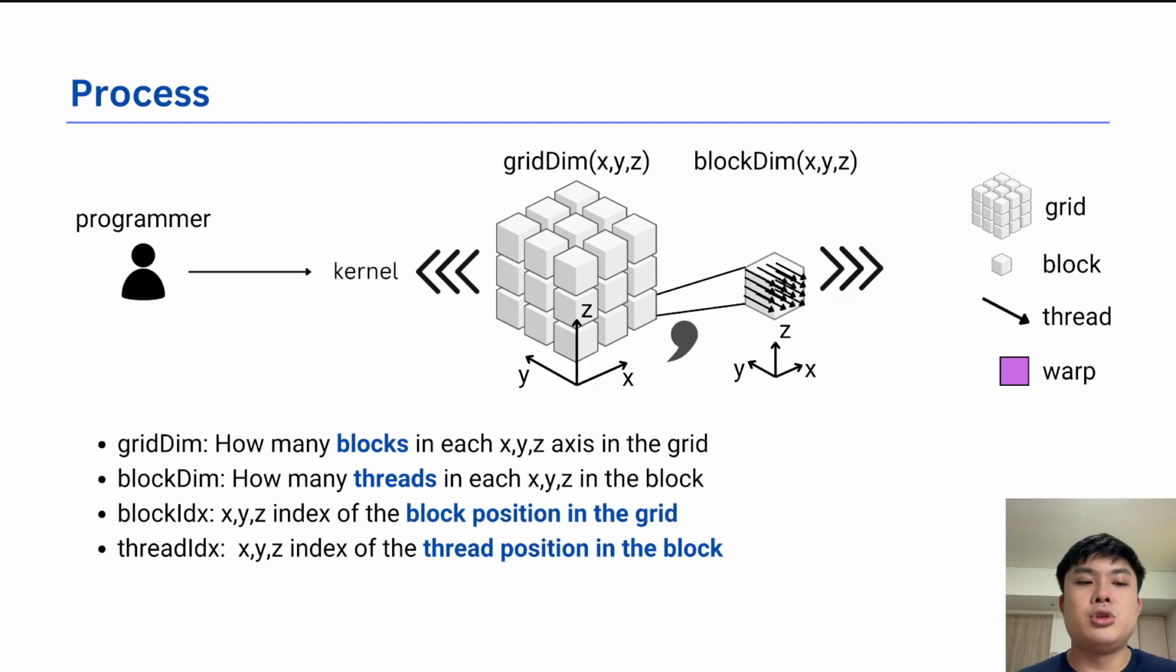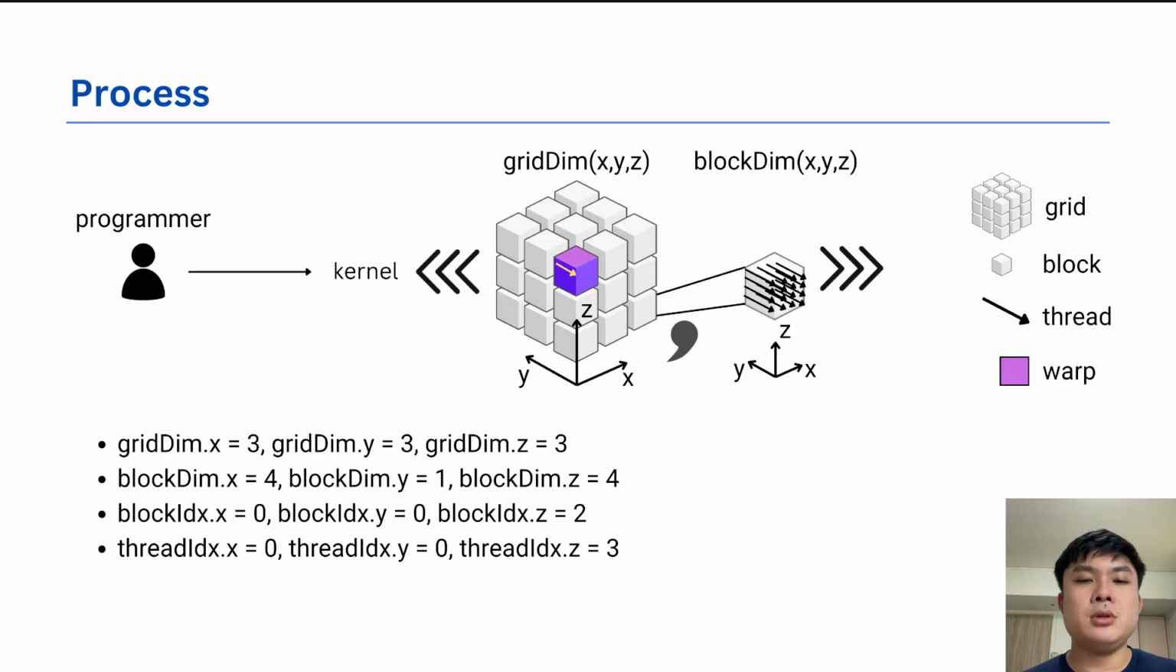We also introduce two new concepts, which are the block index and the thread index. Given a specific block or a specific thread, the block index specifies the current index of that particular block, while the thread index specifies the X, Y, and Z position of that particular thread. For example, in the visualization, we can see that the grid dimension is 3 by 3 by 3, where there are 3 blocks in the X dimension, 3 blocks in the Y dimension, and 3 blocks in the Z dimension. We also see that the block dimension in terms of the number of threads is 4 in the X dimension, 1 in the Y dimension, and 4 in the Z dimension.